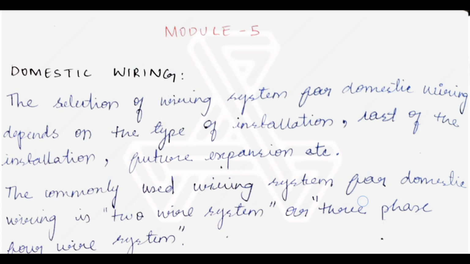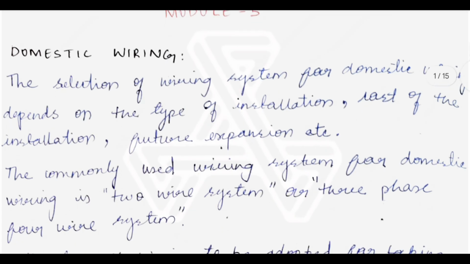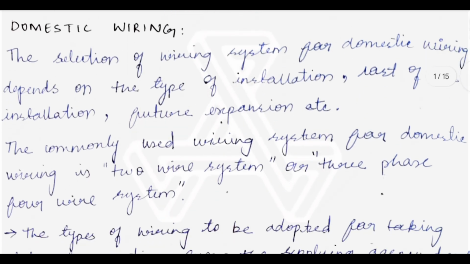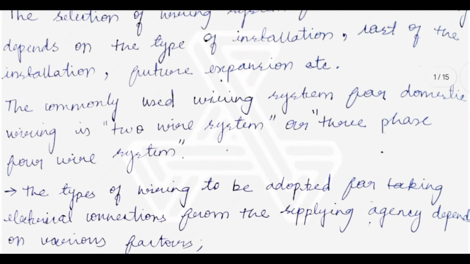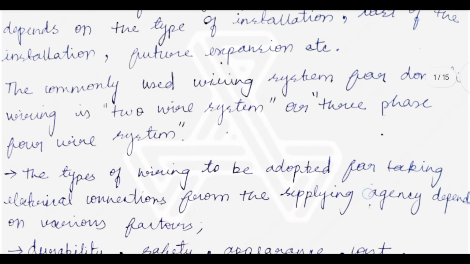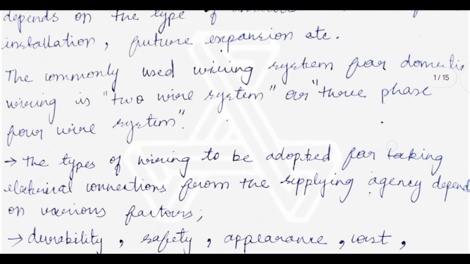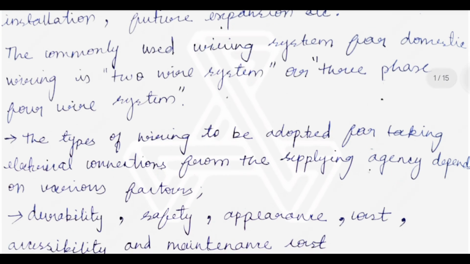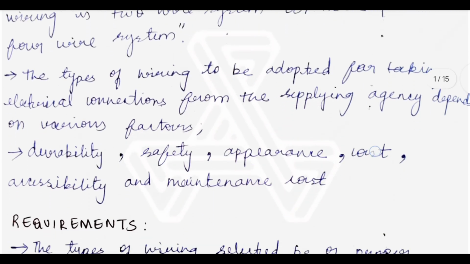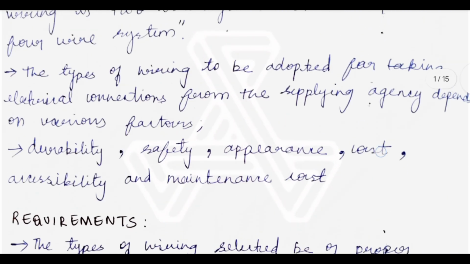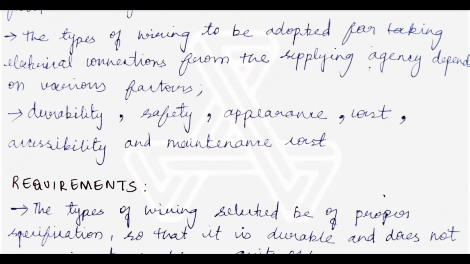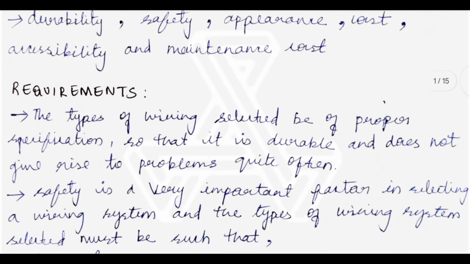Domestic wiring. The selection of wiring system for domestic wiring depends on the type of installation, future expansion, etc. The commonly used wiring system for domestic wiring is the two-wire system or three-phase four-wire system. The type of wiring to be adopted for taking electrical connections from the supplying agency depends on various factors: durability, safety, appearance, cost, accessibility, and maintenance.